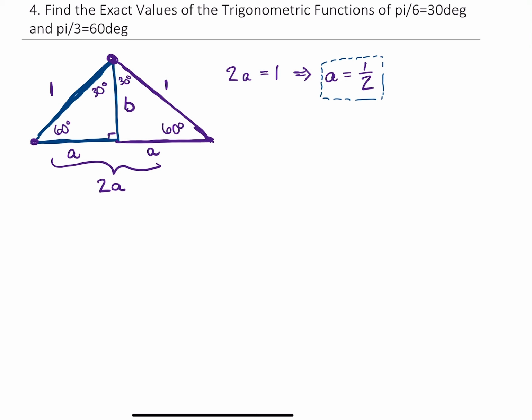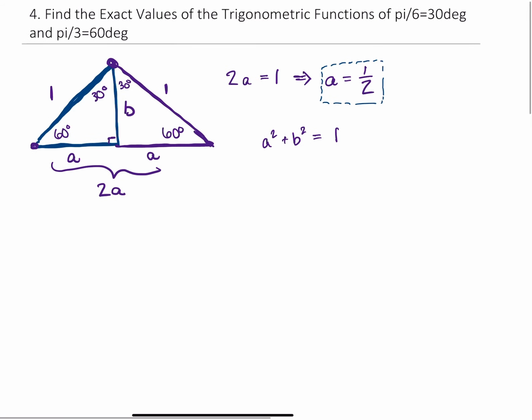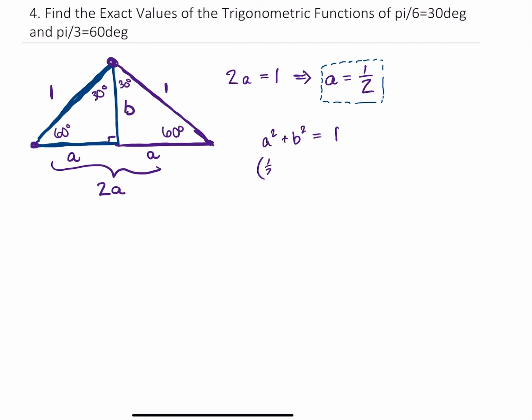Now let's sort of zoom back into a single triangle and use the Pythagorean theorem. Since we know that A squared plus B squared should equal 1 squared. And we just said that A was 1/2. So we can say 1/2 squared plus B squared equals 1. 1/2 squared is 1 over 4. So 1/4 plus B squared equals 1. Let's jump up here. We'll subtract the 1/4 over. So B squared equals 1 minus 1/4.